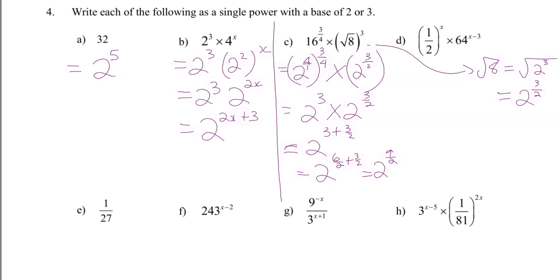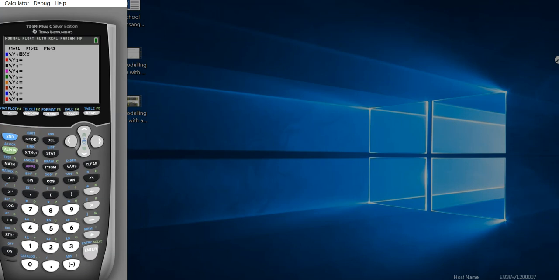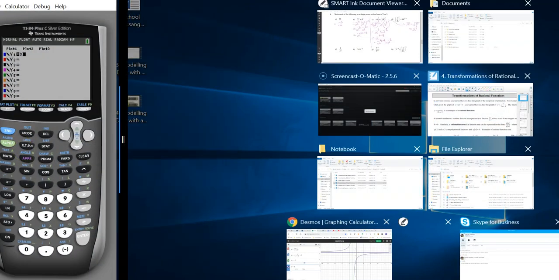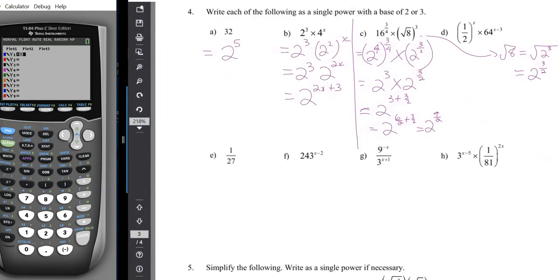Okay. On your calculator, you want to go 3 plus 3/2. Get out the old calculator. And everything's disappearing. Let me just clear out of there.